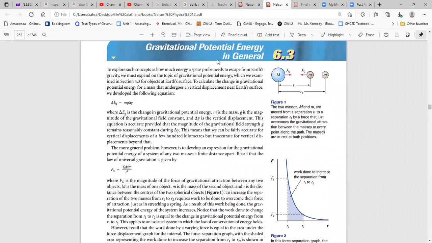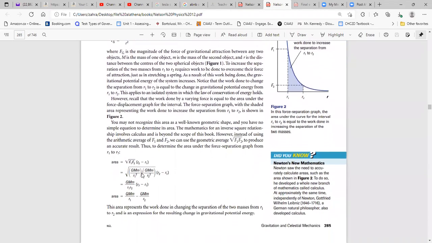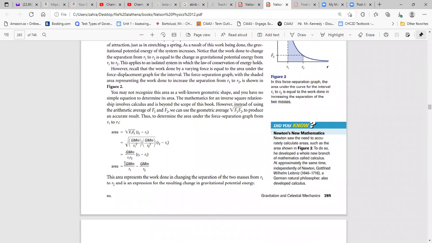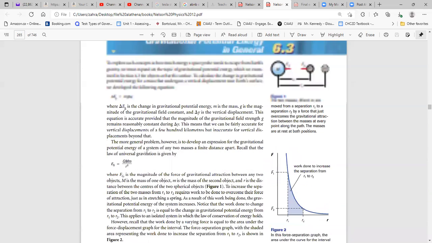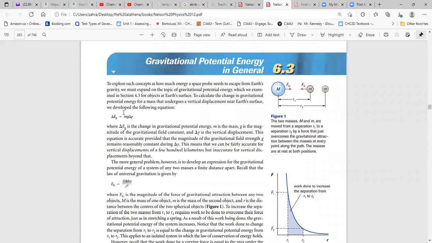Okay, 6.3 gravitational potential energy in general. So you know gravitational potential energy is mgh, and the force is G, the gravitational constant, times the mass of the Earth, times the mass of the object, divided by r to the power 2, right? Make sure everyone knows this is potential energy, right?